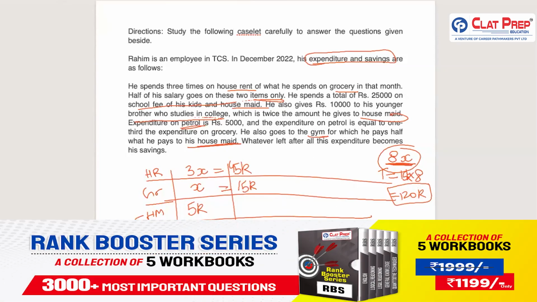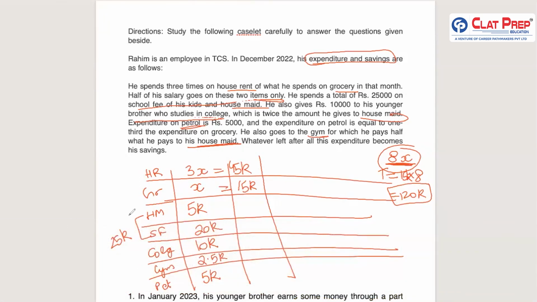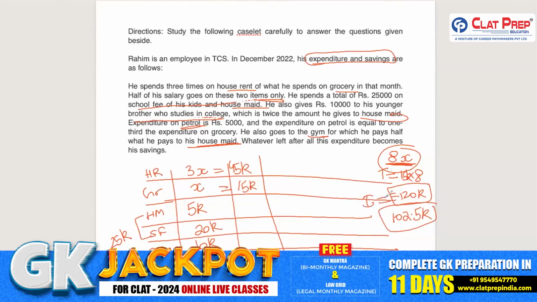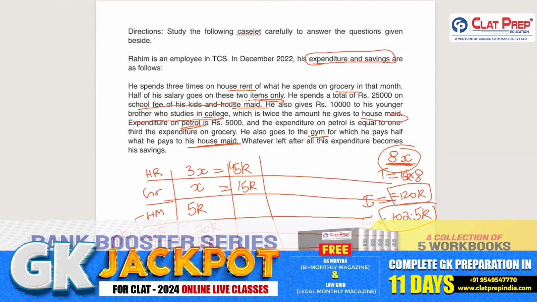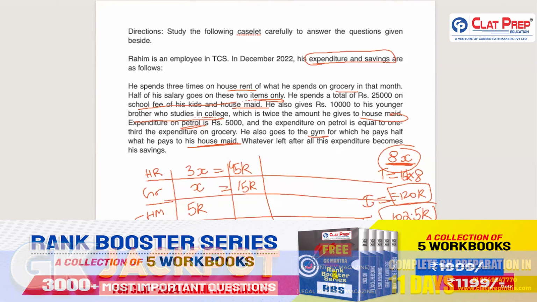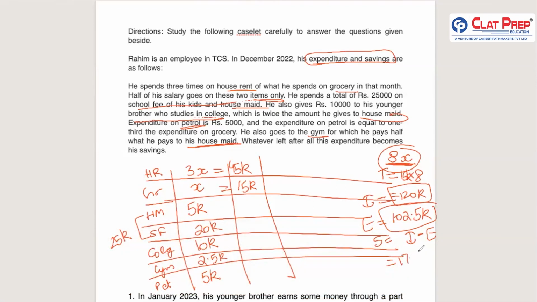टोटल इनकम भी आ गई, टोटल एक्सपेंडिचर भी आ गया. अब हम एक बार टोटल एक्सपेंडिचर देख लेते हैं कि कितना है. By adding all of these, we can see that total expenditure is 45 plus 15, 60 plus 5, 65 plus 20, 85, 85 plus 10, 95, 95 plus 5, 1 lakh plus 2.5K. कितना हो गया? 102.5K. ये हमारा इनकम है. ये हमारा एक्सपेंडिचर है. हमारा सेविंग्स कितना हो गया? इनकम माइनस एक्सपेंडिचर. सेविंग्स कितना हो गया? 17.5K.